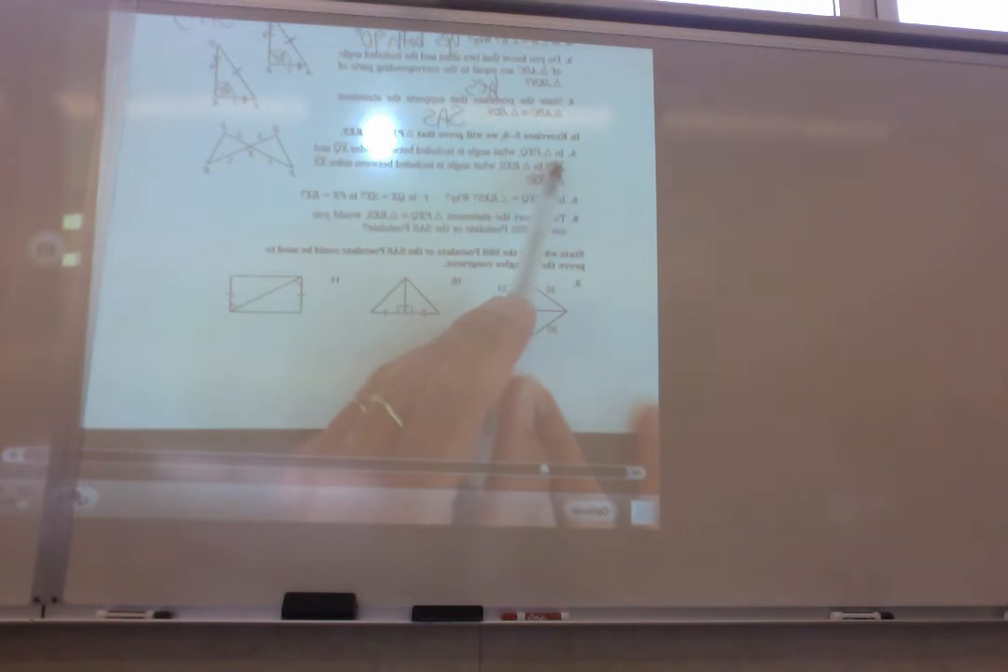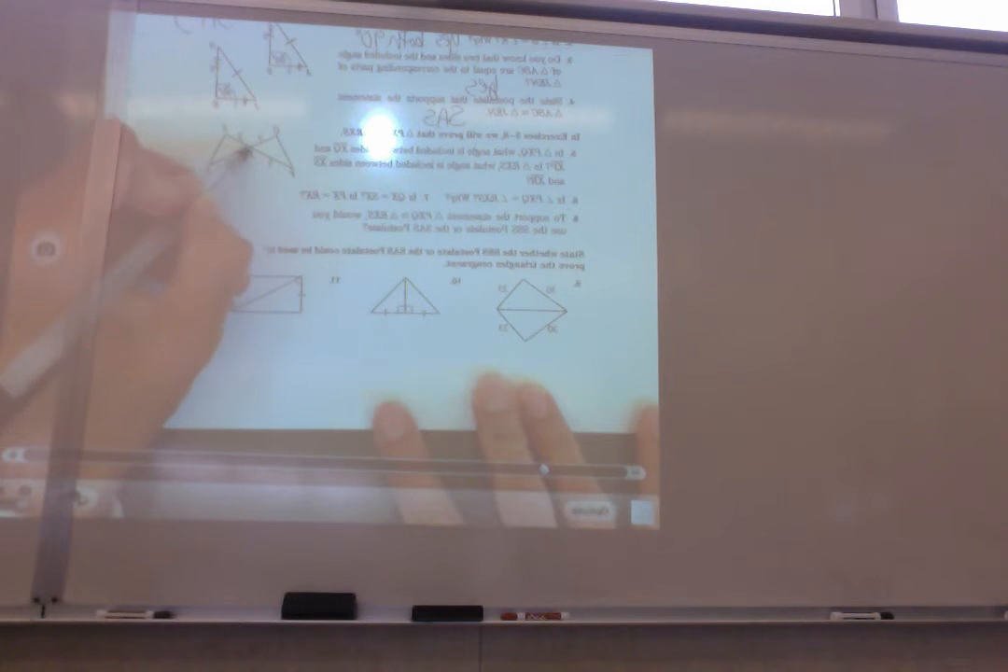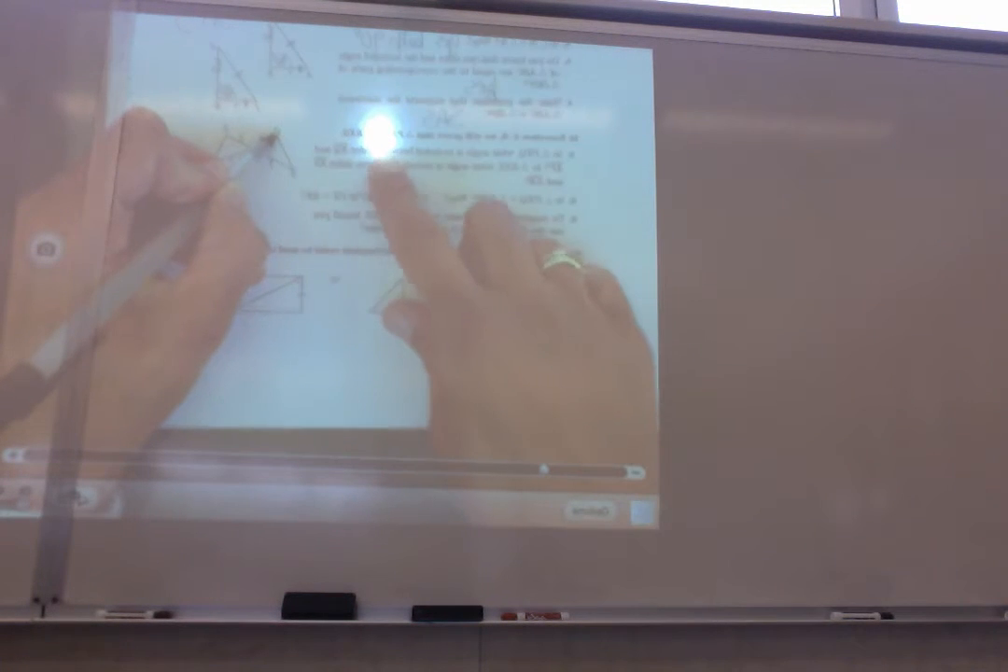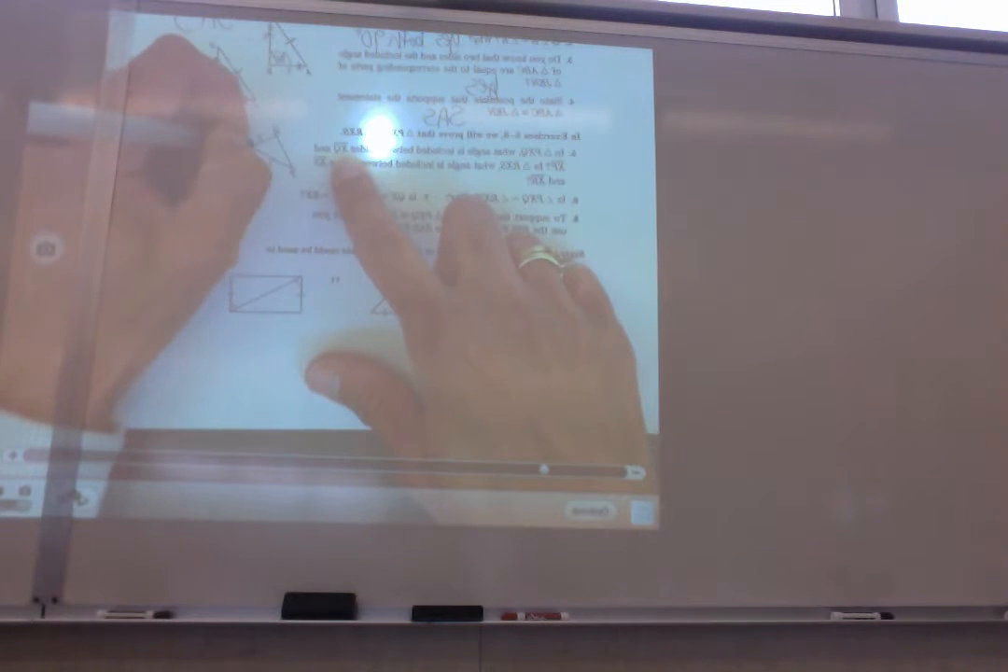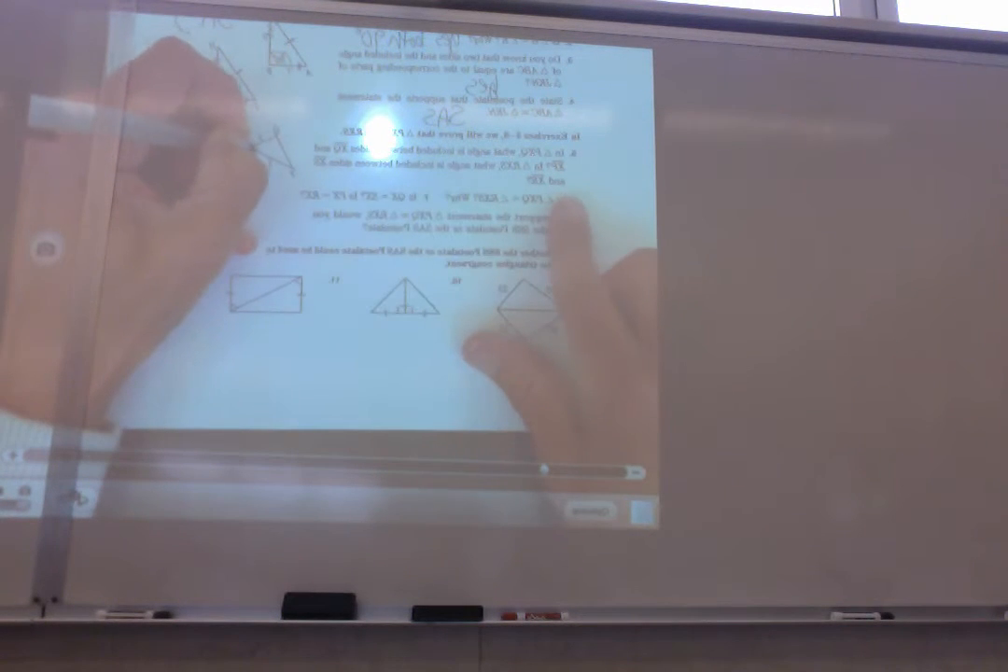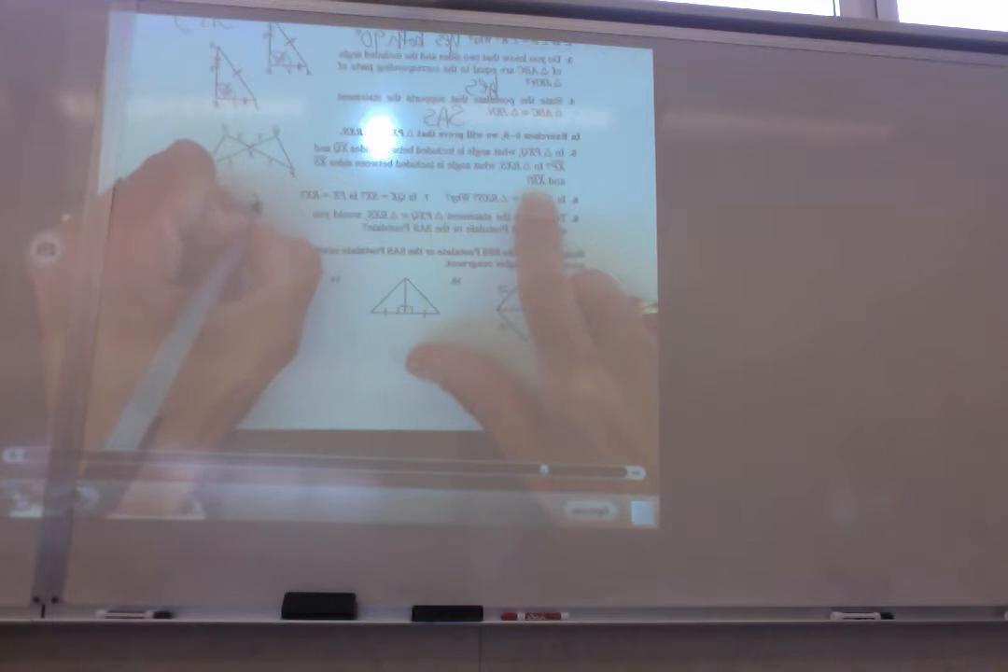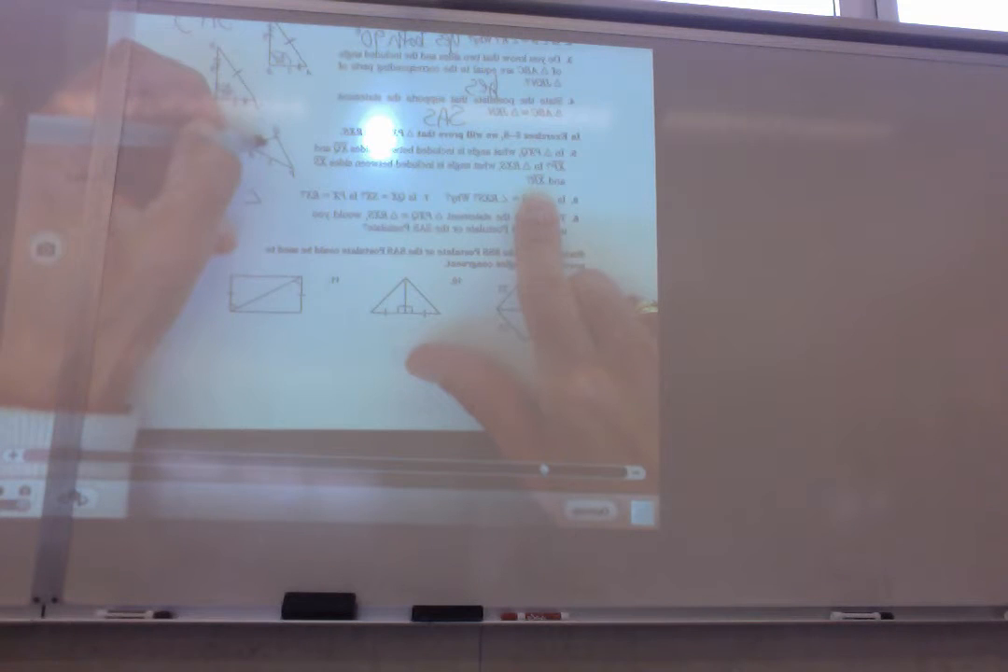Okay. Number 5. In triangle PXQ, start out, go to the middle, go up, PXQ. What angle is included between the sides XQ and XP? Here's XQ. And here's XP. Okay. What angle is between XQ and XP? So let's name it over here. This angle right here. How do we name that?